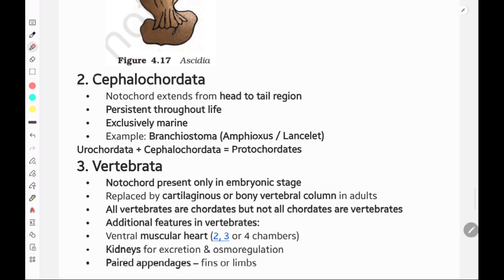Then there are Cephalochordates. Cephalochordates are organisms which have the notochord throughout their head to tail region, and it persists throughout their life, from the beginning of the larval stage up to the adult stage. They are also exclusively marine. Example is Branchiostoma.